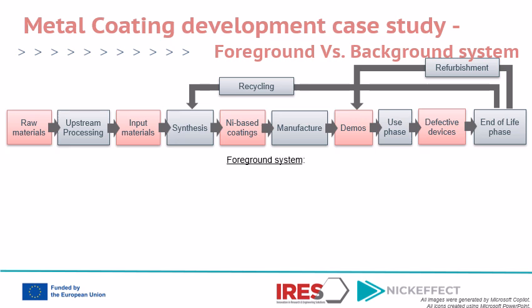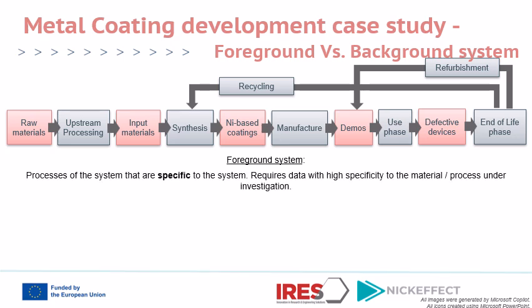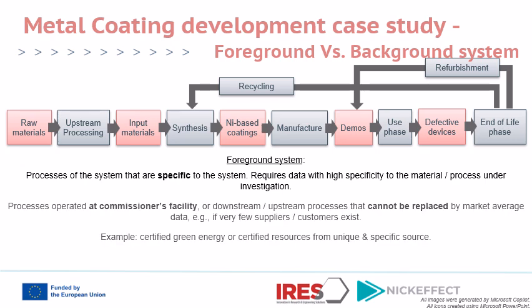So I described what is the background system. So what is now the foreground system? Well, everything that is left, essentially. So here we are dealing with processes that are specific to the system. So it requires high quality information, accurate data that are specific to the process that we are studying. Typically, that involves all the processes that take place at the commissioner's facility. So the person who hired us to do the LCA is usually the one that is performing these processes belonging to the foreground system. It could also be downstream and upstream processes, so outside the facilities of the commissioner, but processes that cannot be replaced by market average data.